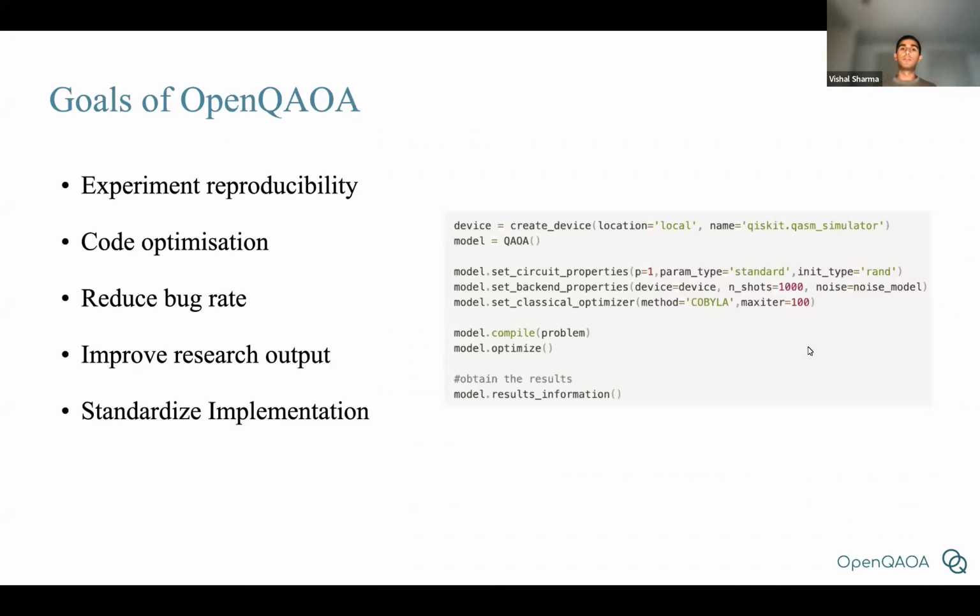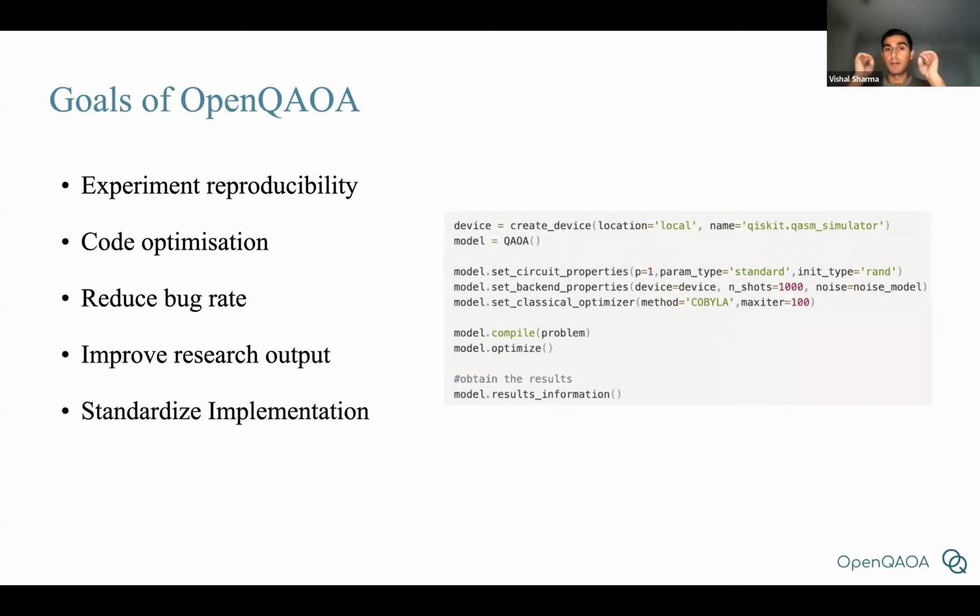Thank you. So you just tell OpenQAOA what device you want to run this problem on. It could be a local simulator on your machine, or it could be on the cloud somewhere. For example, if it's a cloud machine, then you pass your credentials. If you're accessing IBM devices, you have these things called API tokens and groups and whatnot. You pass that as a dictionary and it creates that device for you.